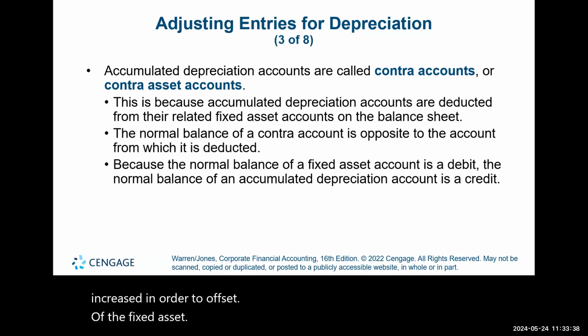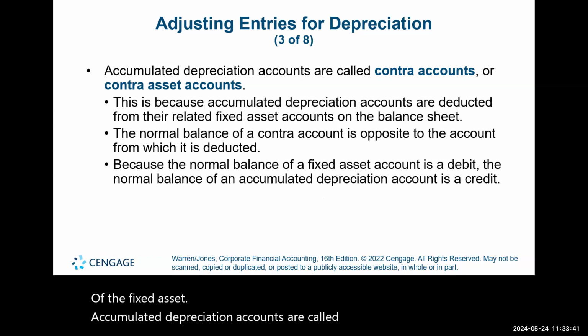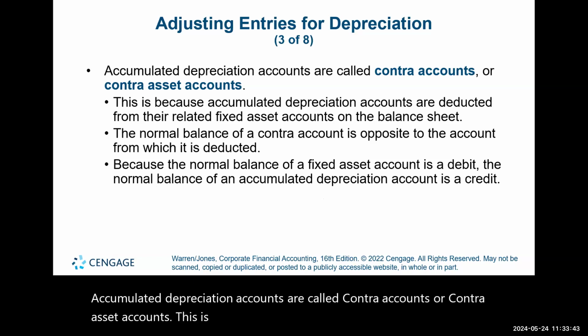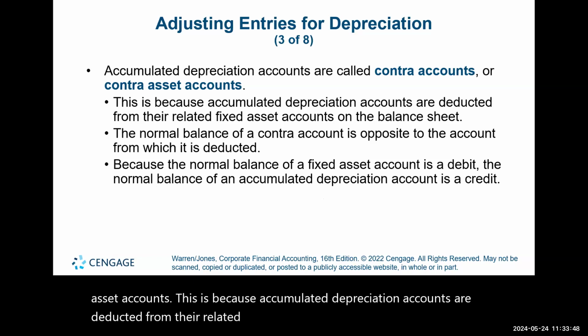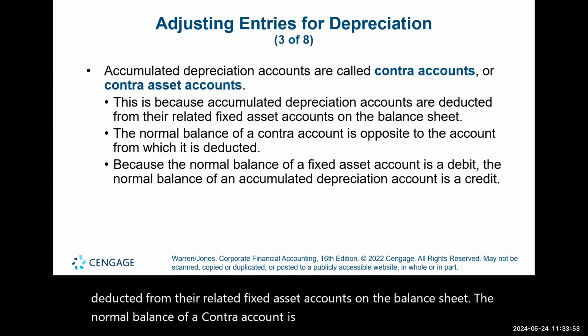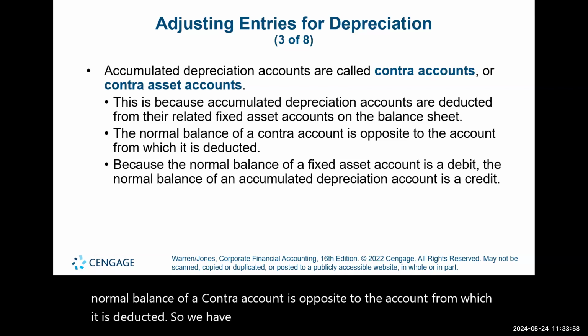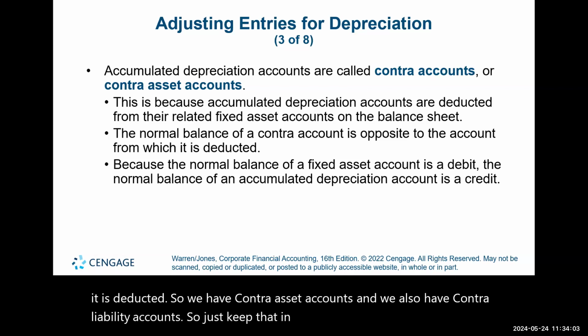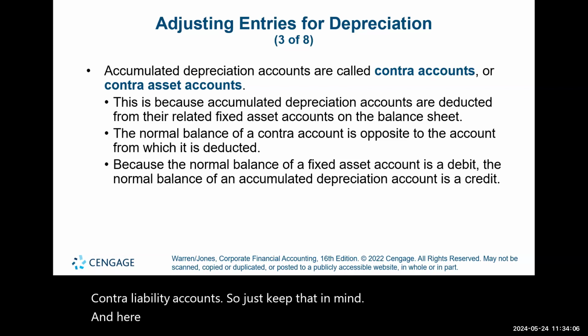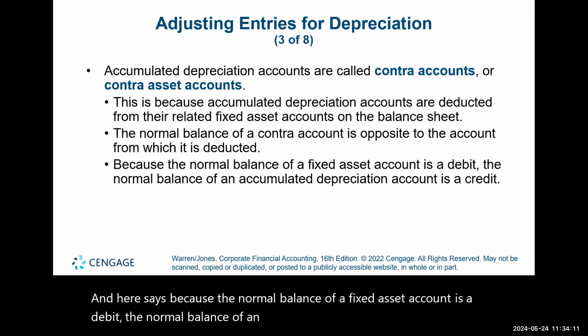Accumulated depreciation accounts are called contra accounts or contra asset accounts. This is because accumulated depreciation accounts are deducted from their related fixed asset accounts on the balance sheet. The normal balance of a contra account is opposite to the account from which it is deducted. So we have contra asset accounts and we also have contra liability accounts. So just keep that in mind. And here it says, because the normal balance of a fixed asset account is a debit, the normal balance of an accumulated depreciation contra account is a credit.